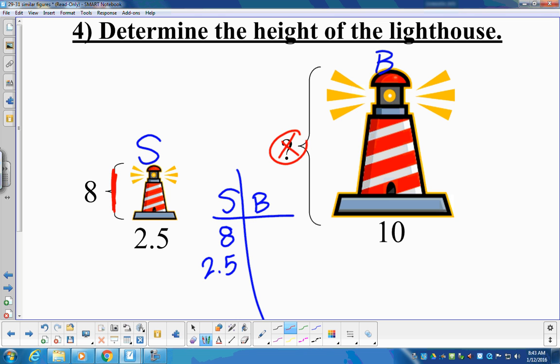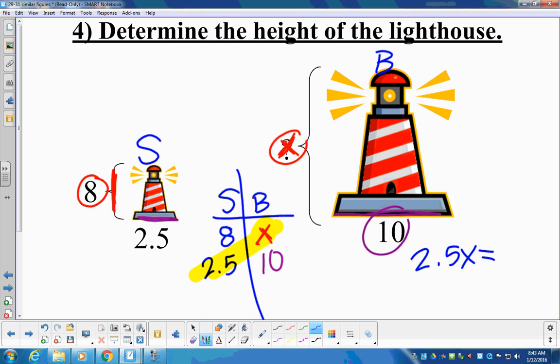So you should have that the 8 and the X, I know some of you are still solving, but I'm going to start going. 8 and X are in the same spot. And the 2.5, the base of the lighthouse, is in the same position as the base of the big lighthouse. Cross products and solving, we're going to grab the variable X, multiply that diagonal. That gives us 2.5 X equals, multiplying that other diagonal, that's 8 times 10 or 10 times 8. Commutative property allows us to flip that, which is 80.